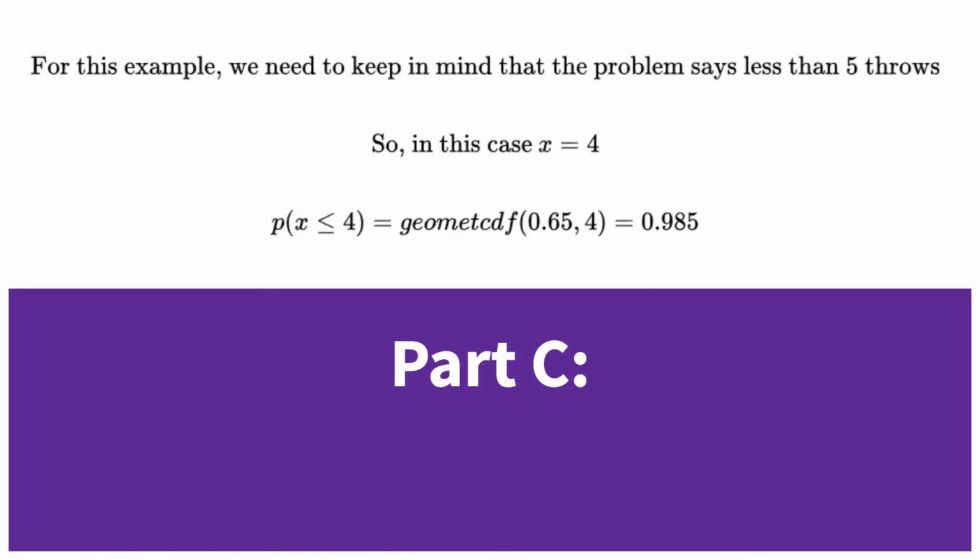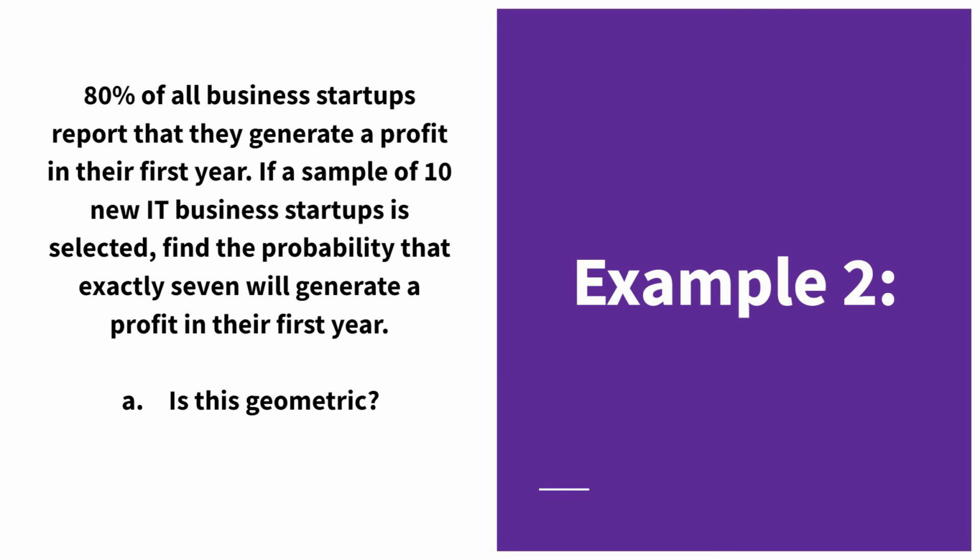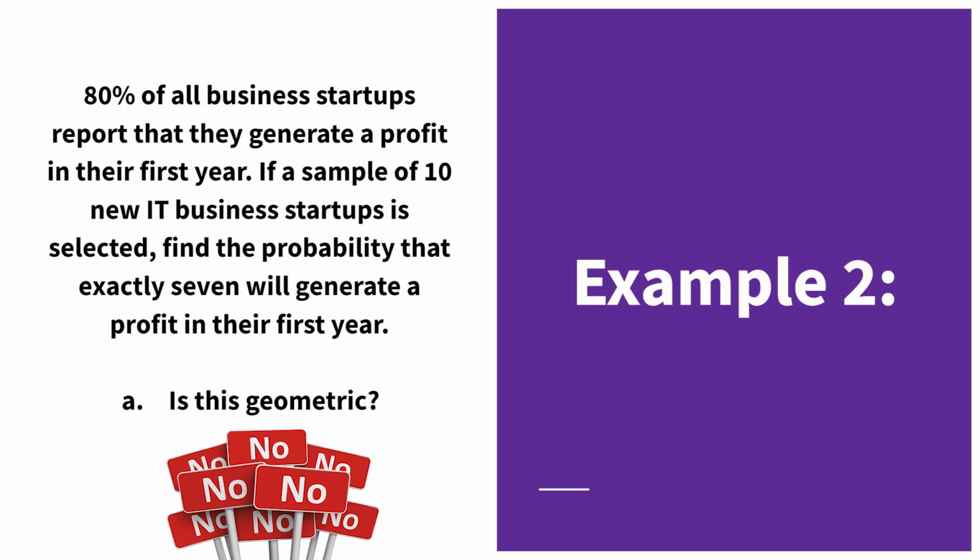In example 2, 80% of all business startups report that they generate a profit in their first year. If we take a sample of 10 of these business startups, find the probability that exactly 7 will generate a profit in their first year. Now, is this a geometric problem? The answer is no, because there's actually a fixed number of trials, which is not part of geometric, but actually binomial.